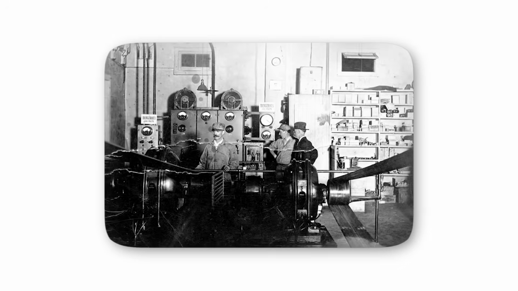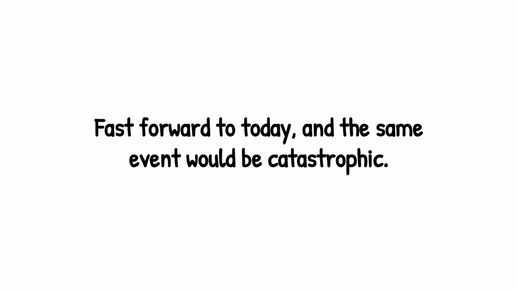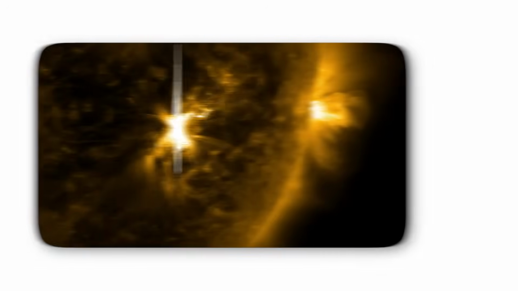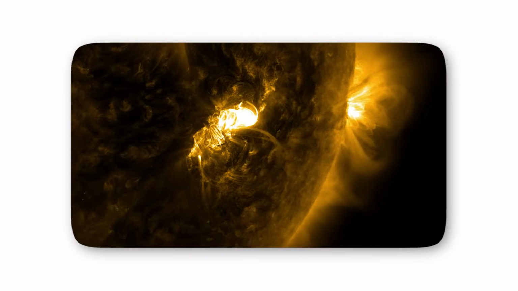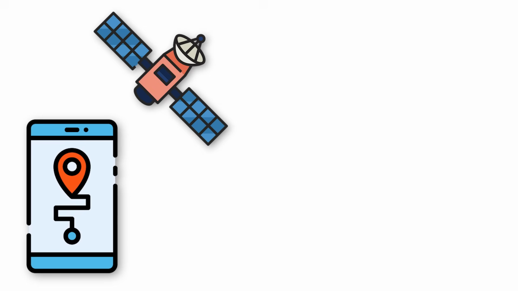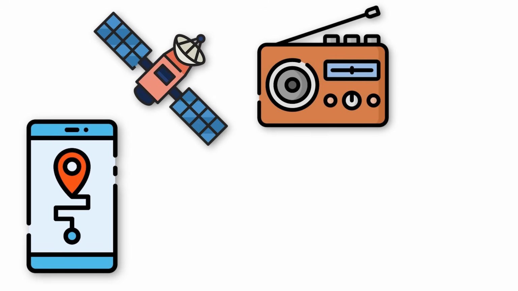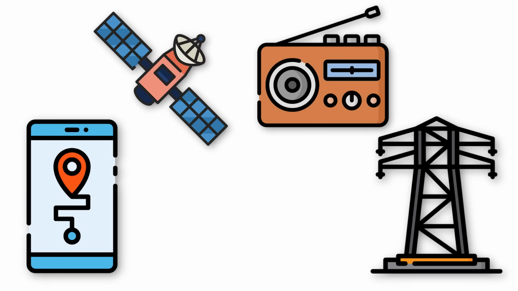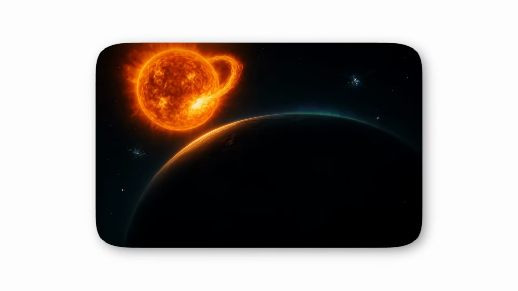And that was in the 19th century, when society's reliance on electricity was almost non-existent. Fast forward to today, and the same event would be catastrophic. An X40 class flare paired with a massive coronal mass ejection could knock out satellites, crash GPS networks, disable radio communication, and fry power grids across entire continents. Picture banking systems frozen, internet gone, airplanes grounded, and billions of people in the dark.